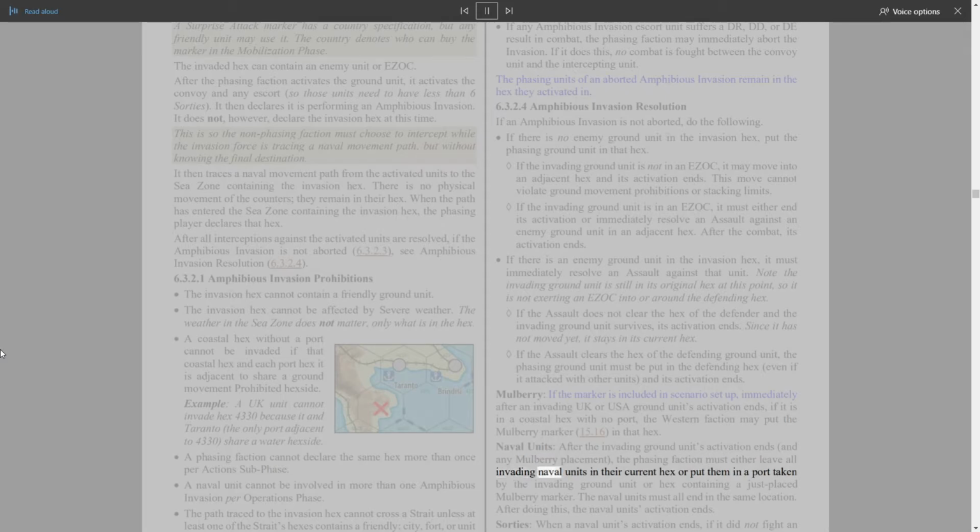Naval Units: after the invading ground unit's activation ends, and any Mulberry placement, the phasing faction must either leave all invading naval units in their current hex or put them in a port taken by the invading ground unit, or a hex containing a just placed Mulberry marker. The naval units must all end in the same location. After doing this, the naval unit's activation ends.